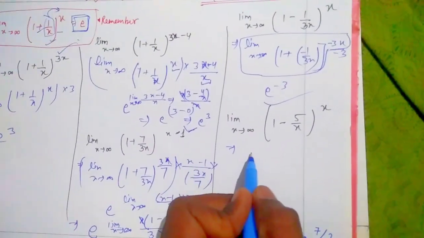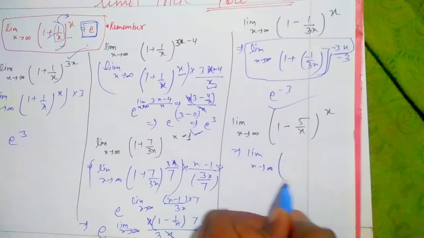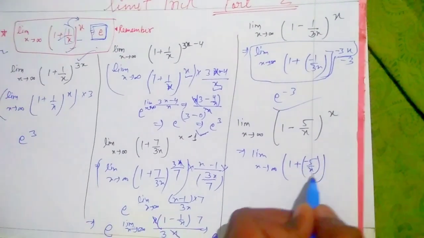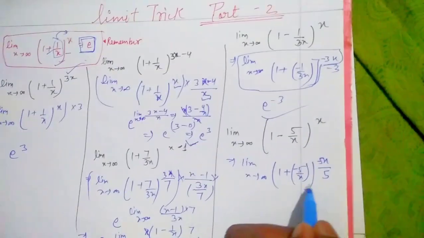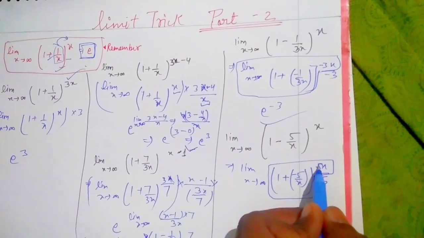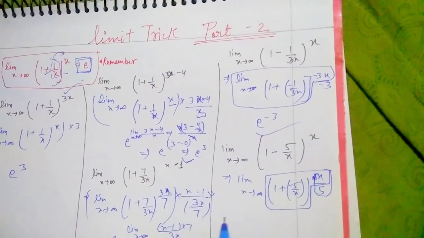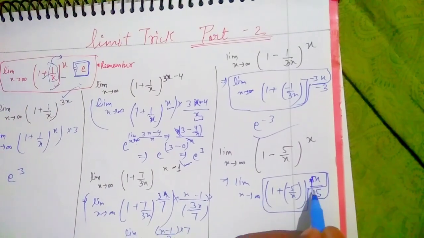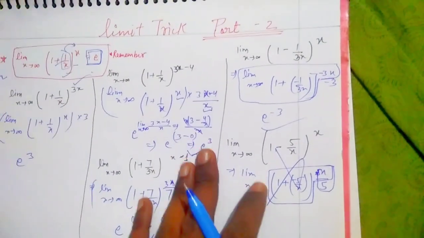Now just see, limit x tends to infinity. We can write that just multiplied by 5 and divide by 5, and we know that the value of this stuff... Okay, I will tell you that question later. Come to the another.